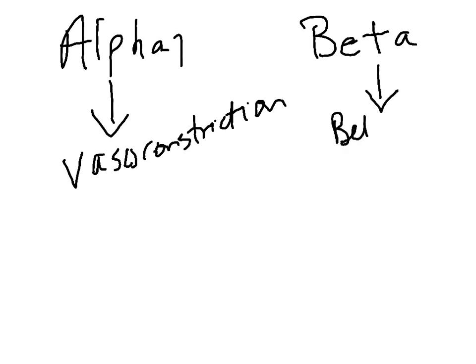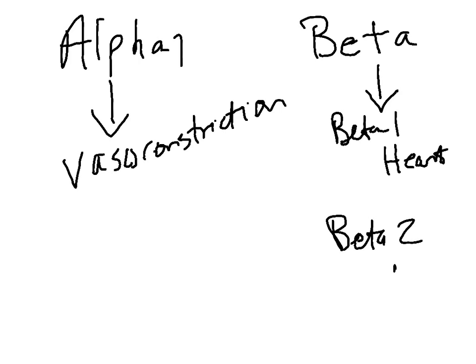Okay. Now, beta breaks into two parts. There's beta 1 and there's beta 2. And some people like to remember that beta 1 stimulates your heart and beta 2 stimulates your lungs. And the way they remember that is you have one heart and two lungs. So beta 1, one heart, beta 2, two lungs. I don't know if that helps or not.